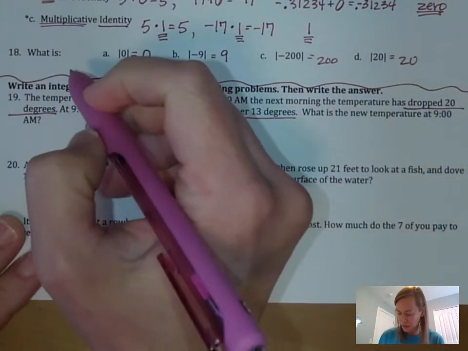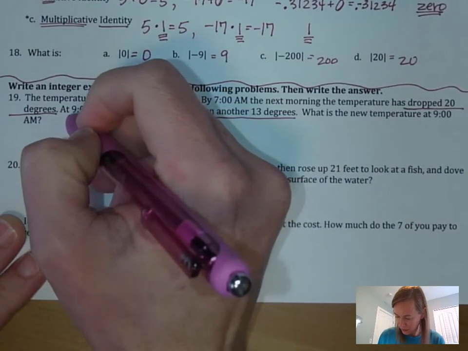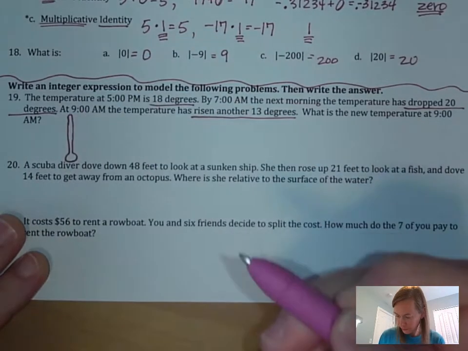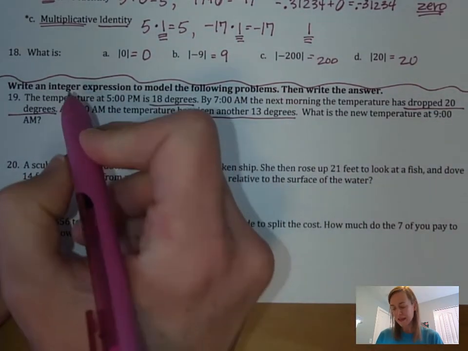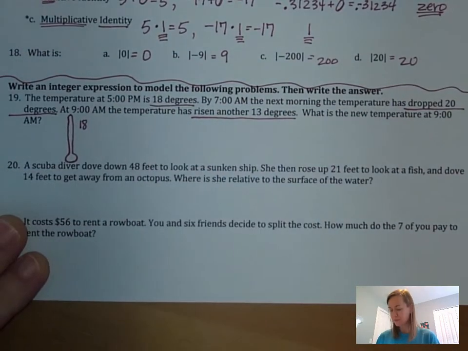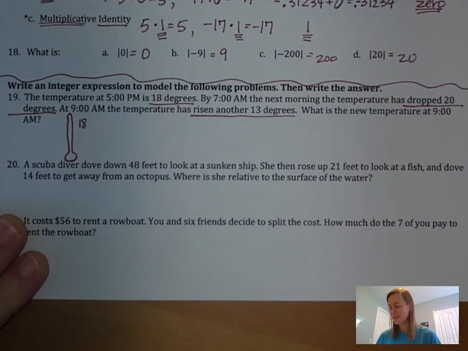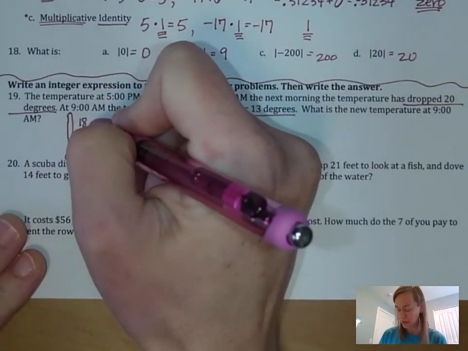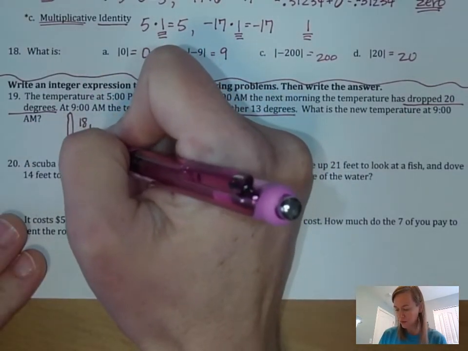So we start off at 18 degrees. Here, let's just make ourselves a little drawing. Let's see if we can draw like a little thermometer thingy. There's our thermometer. Okay, so we're going to start off at 18 degrees. I'll put that there. 18 degrees. Sounds cold. The next morning, the temperature has dropped 20 degrees. Oh my goodness. Okay, so if it's dropped, that means it's gone down. So we're going to go down 20 degrees. And it goes down 20.